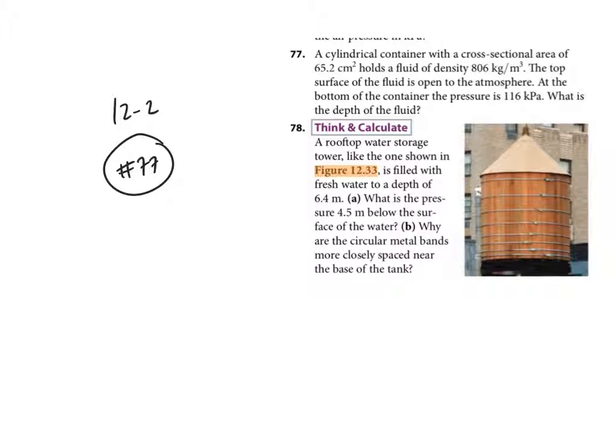So let's take a look. We're trying to find the depth of the fluid, right? So in this problem, we're looking for H right away. The only thing for a depth is H. It's really the height of the water. We're told that the total pressure at the bottom is 116 times 10 to the third pascals.